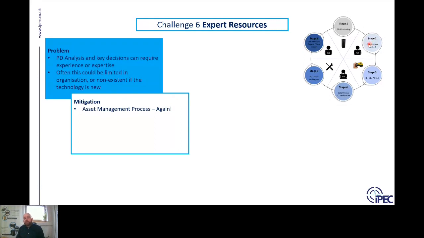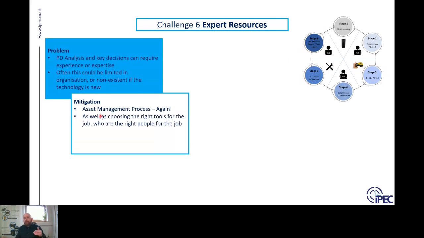If so, what training do we need? Stage 3, we need some hardware. Stage 4, we need some expertise. Can we do that in-house, or do we need somebody else involved? Stage 5 is your location and repair. Again, do you need hardware and expertise, or do you use a third party? And again, stage 6 is the report and review at the end. And again, the same questions.